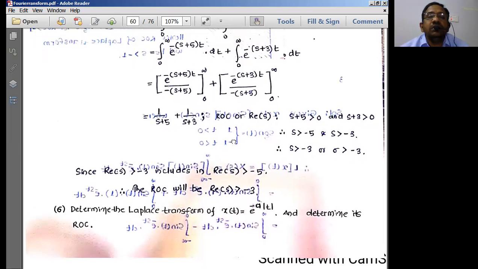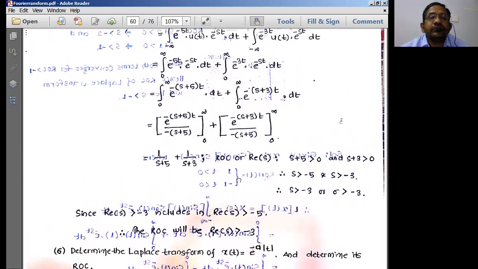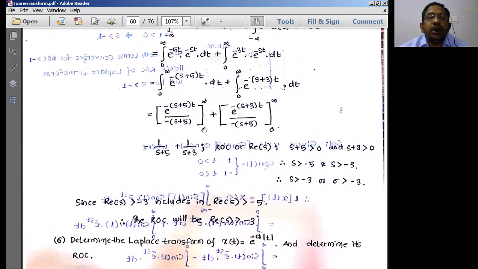What about ROC now? See here the limits. The limits are now 0 to infinity. So the limits being 0 to infinity means what? t is going to take the positive values. Therefore the real part of s plus 5 should be greater than 0, and the real part of s plus 3 should compulsorily be greater than 0 in order to trace the ROC. That is called region of convergence.